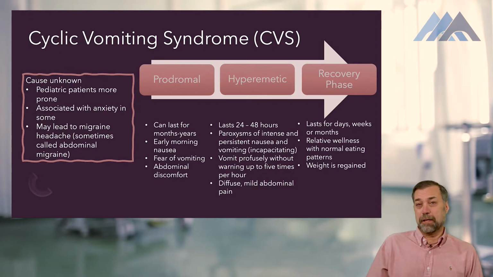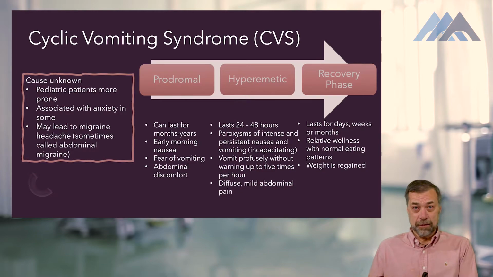Now, cyclical vomiting syndrome goes through a cycle, hence the name, right? So there's kind of three phases of cyclical vomiting syndrome. The first is the prodromal phase. The prodromal phase can last anywhere from months to even years, where the patient has an increasing number of symptoms. They may experience early morning nausea, they may have a fear of the actual vomiting and the stage to follow, and there may be abdominal discomfort associated during this prodromal phase. So it's just kind of a low-level discomfort, a nausea, and a little bit of pain.